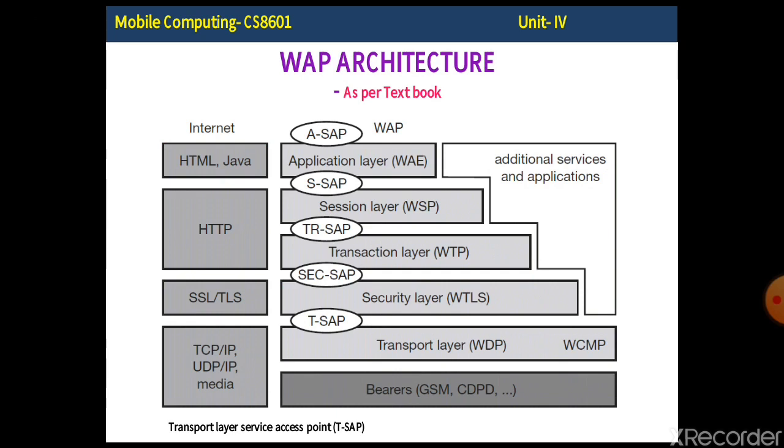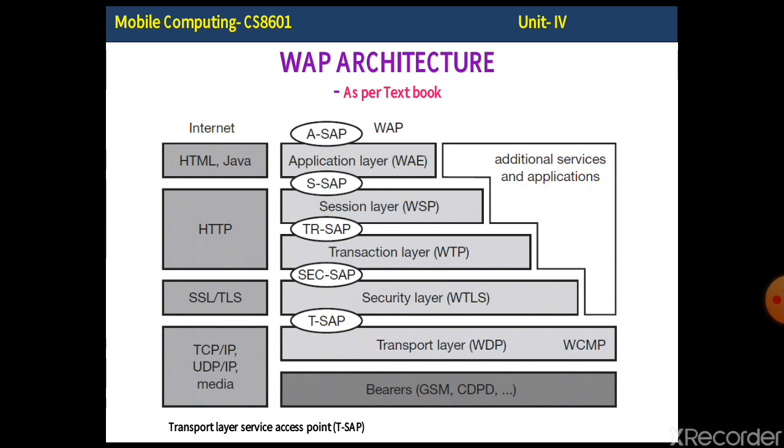There are 5 different layers. Each and every layer has protocols, and also there is an interface. The interface is called SAP, Service Access Point. Transport layer consists of the wireless datagram protocol, and another one is a wireless control messaging protocol, that is WCMP. So the role of wireless datagram protocol is to relay and move the datagrams from wireless network to external network.